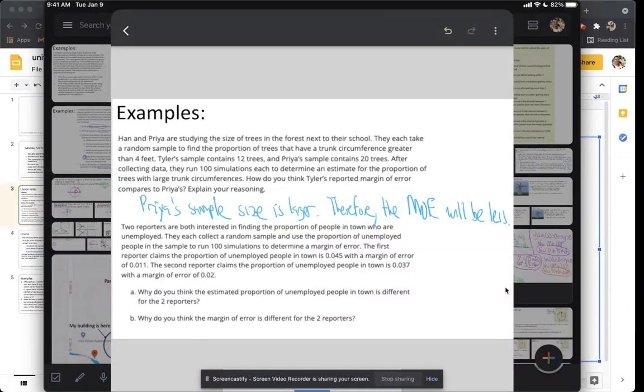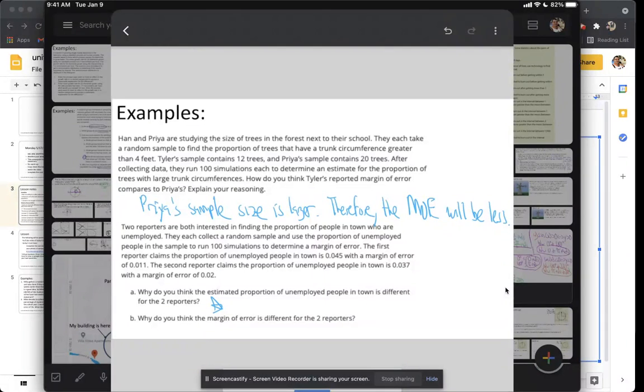I don't have enough room to write it down here, so I'm just going to give you the answer verbally. The reason the proportion of unemployed people in town is different for the two reporters has to do with variability in the data. Each reporter collected their own sample, which has different data. So therefore their proportions are going to be different. So that's the answer to A.